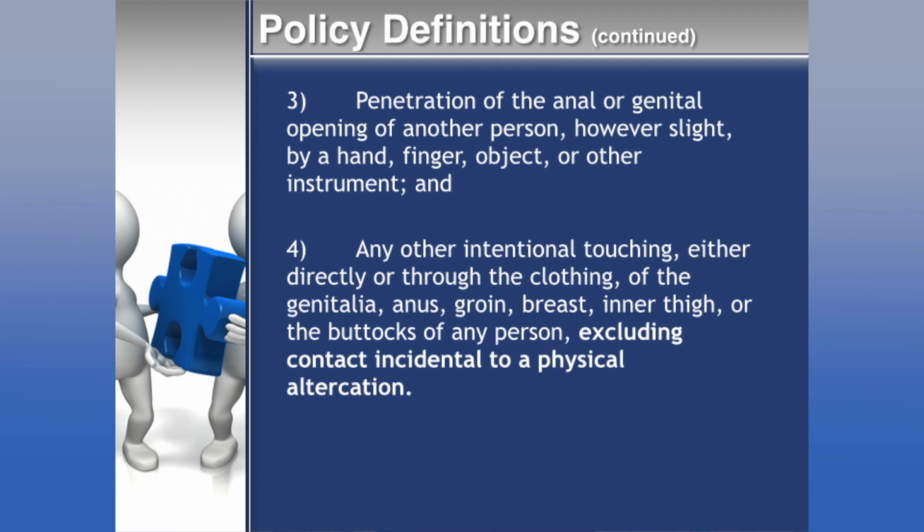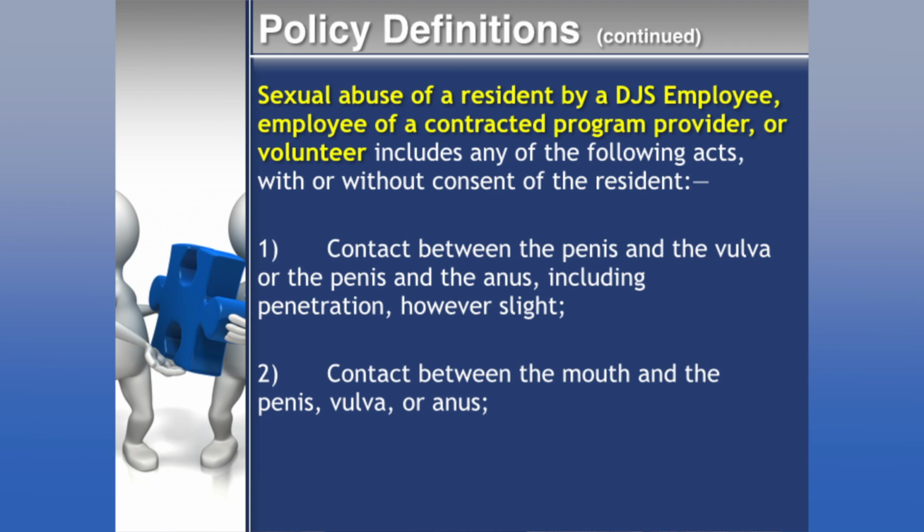Sexual abuse is also defined as any other intentional touching, either directly or through the clothing, of the genitalia, anus, groin, breasts, inner thigh, or the buttocks of any person. This does, however, exclude contact incidental to a physical altercation. This next slide looks at sexual abuse of a resident by a DJS employee, an employee of a contracted program, or even a volunteer. You will see similarities in regards to the definitions.